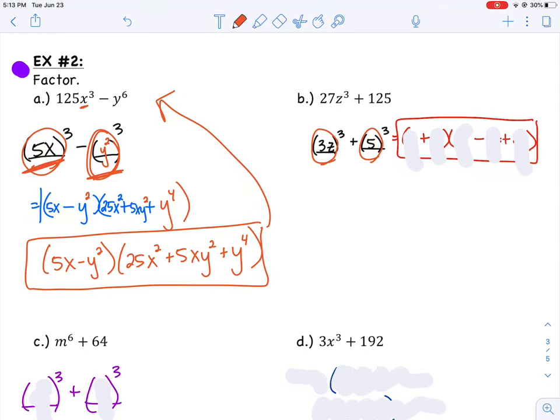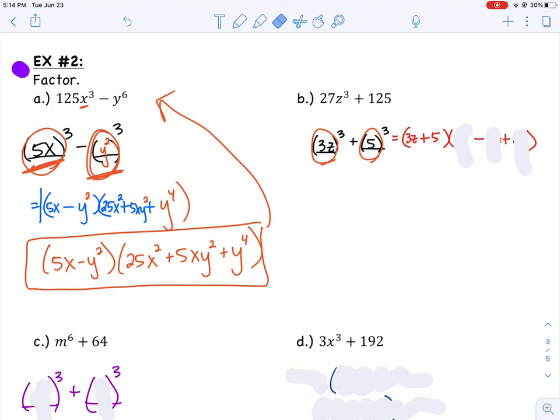So let's use our formula. Little parenthesis, big parenthesis. Let's start with our signs: same, opposite, always positive. SOAP. Now let's fill in our blanks. We have our first term, which is our 3z. We have my second term, which is my 5.